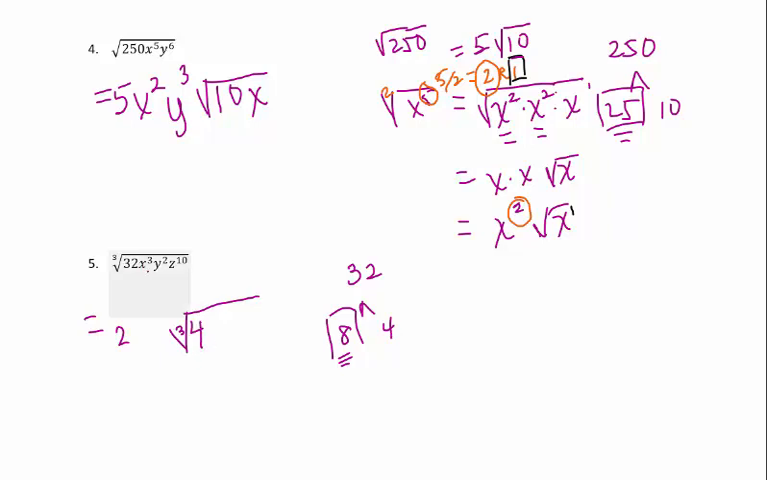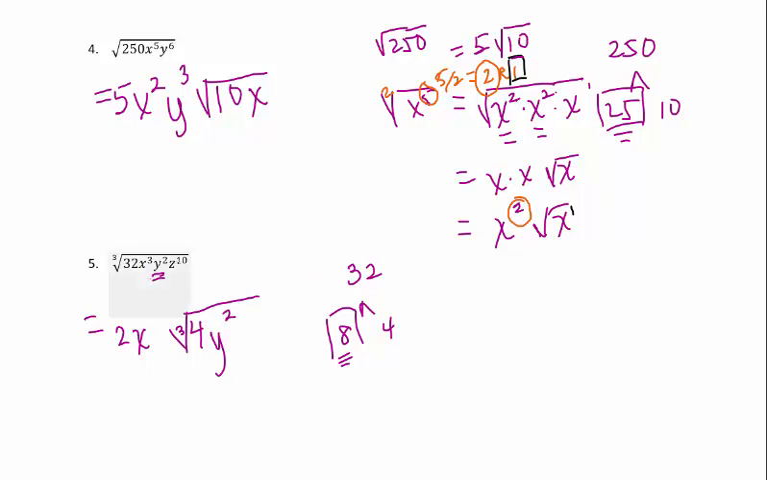Now let's take a look at the variables. We have x cubed under a cube root, and so the cube and the cube root will cancel one another out, and we're left with an x. Y squared: in order to simplify the cube root of y squared, we need at least 3 y's, or y cubed, to be able to pull any factors out. That is not the case in this problem, so we're going to leave y squared alone.